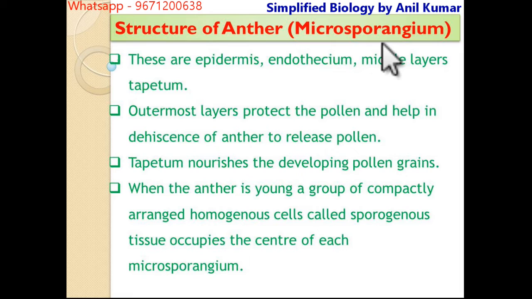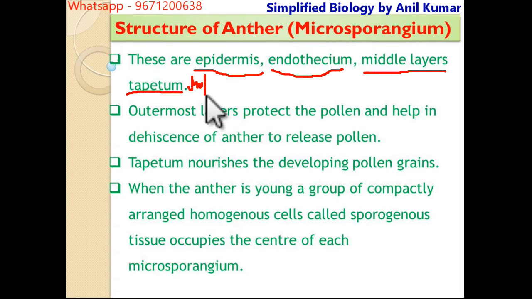Then come to the microsporangium. The structure of the anther consists of 4 different layers. The outermost layer is the epidermis, which is protective in nature. The second layer is the endothecium. The third layer is the middle layers, which consist of 2 to 3 layers. And the most important is the tapetum.